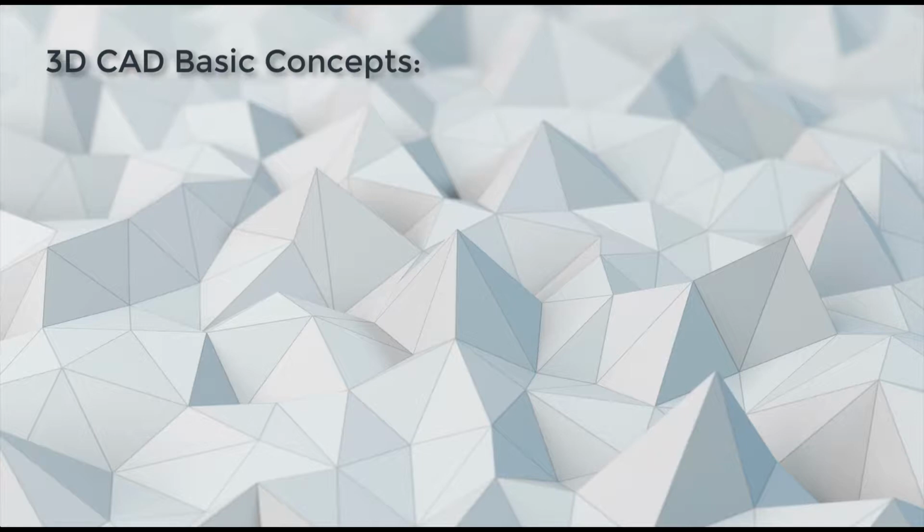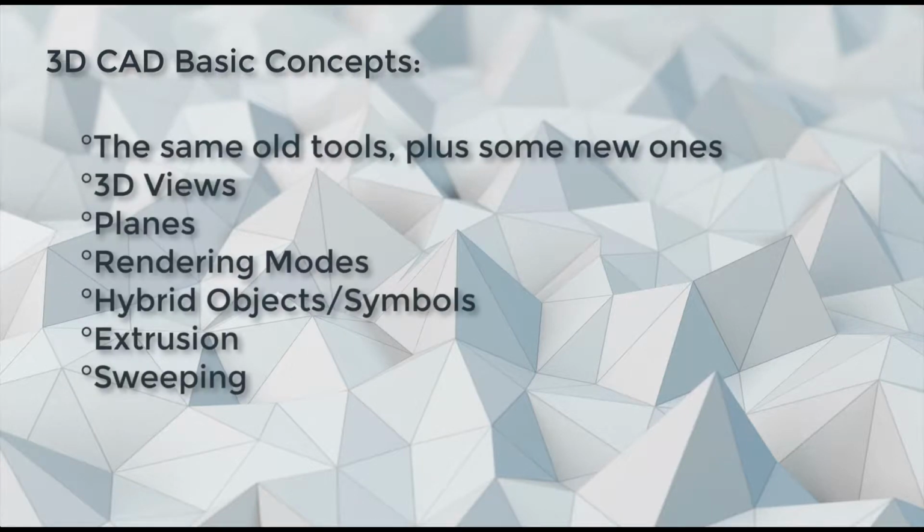So what we're going to be looking at for the next few minutes is some of the tools that we'll be using. Many of them are the same old tools we were using last semester, plus some new ones. We're going to be talking about 3D views, planes, rendering mode, hybrid objects and symbols, extrusion, and sweeping. And I will say in advance that like many things in life, and particularly many things in theater, it's difficult to talk about some of these things without talking about others, because they're all sort of wrapped up together. But I will try to separate them the best I can, and we'll see what happens.